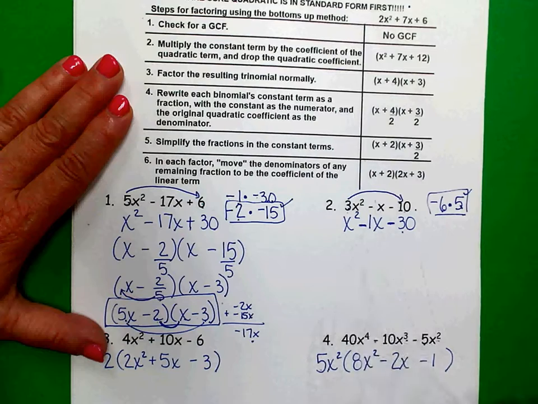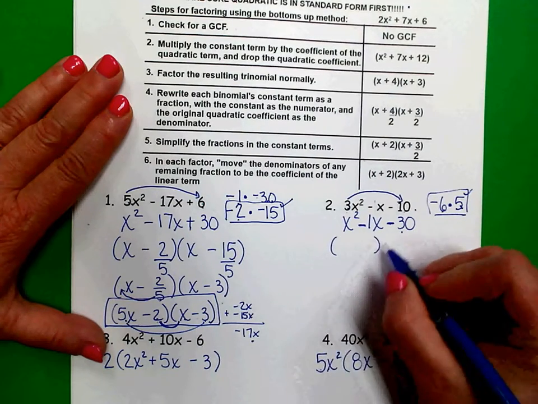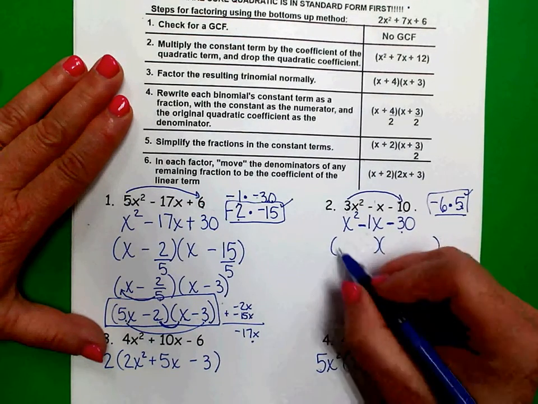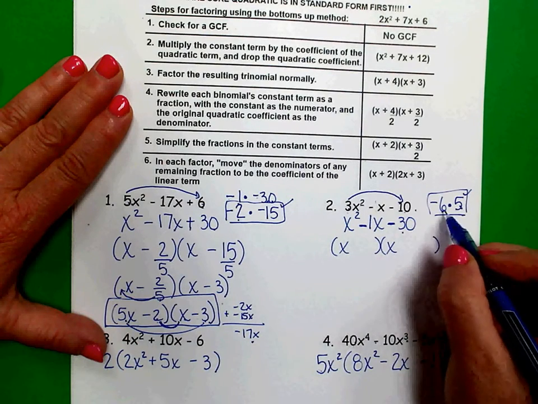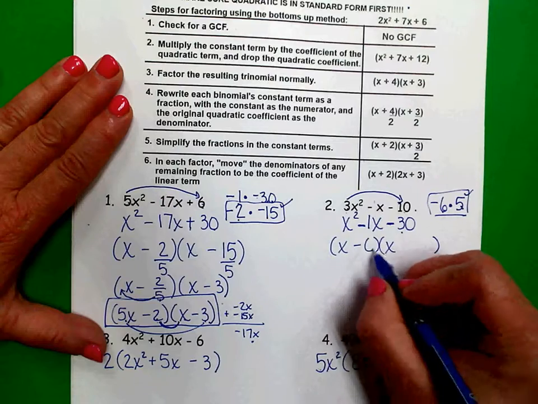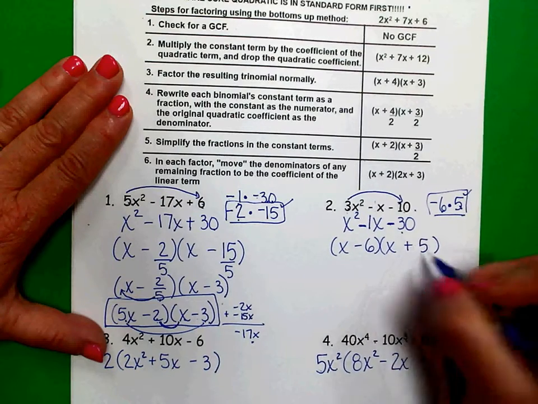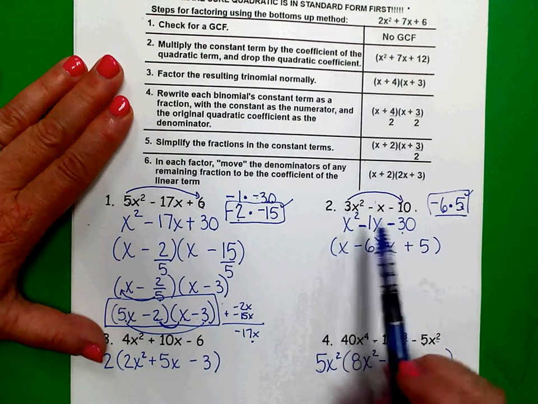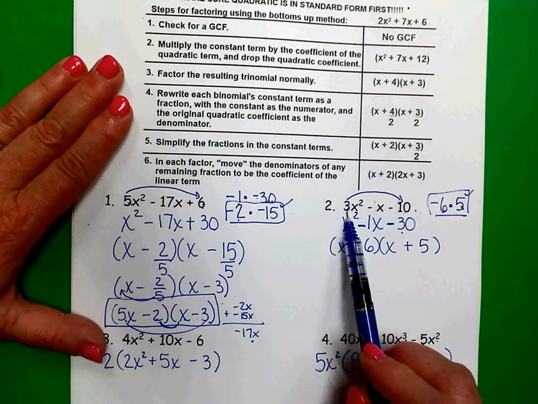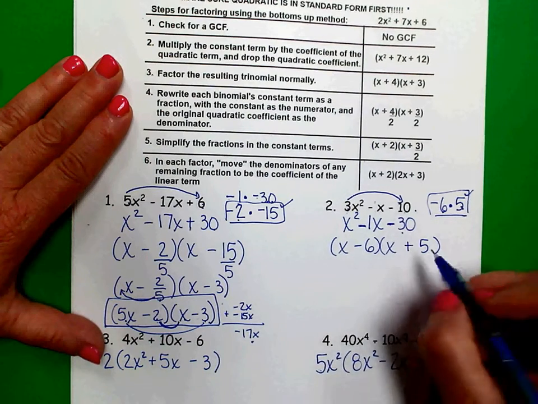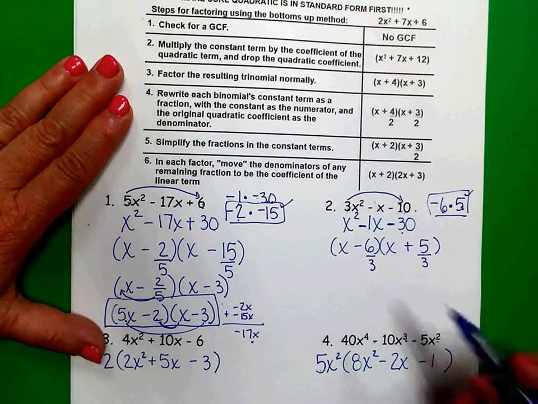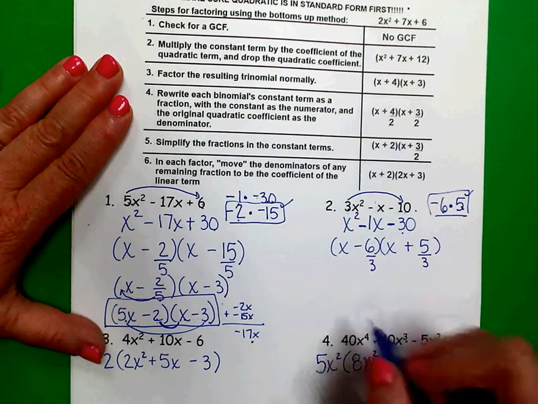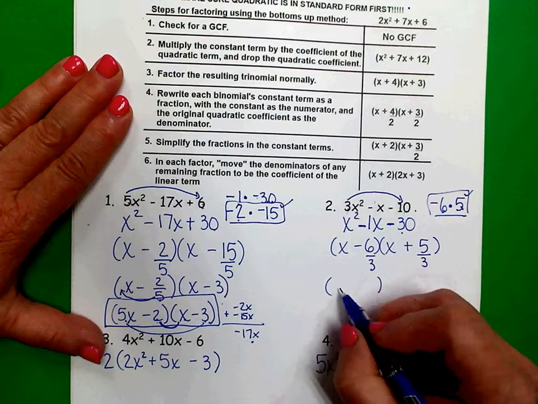So I'm going to go to the two sets of parentheses. My x squared will be x times x, and for the negative 30, we're going to use a minus 6 and a plus 5. Now we need to undo what we did with this 3. We multiplied by the 3, so I'm going to divide by 3. I'm going to check if these reduce. 6 over 3 is the same thing as 2.